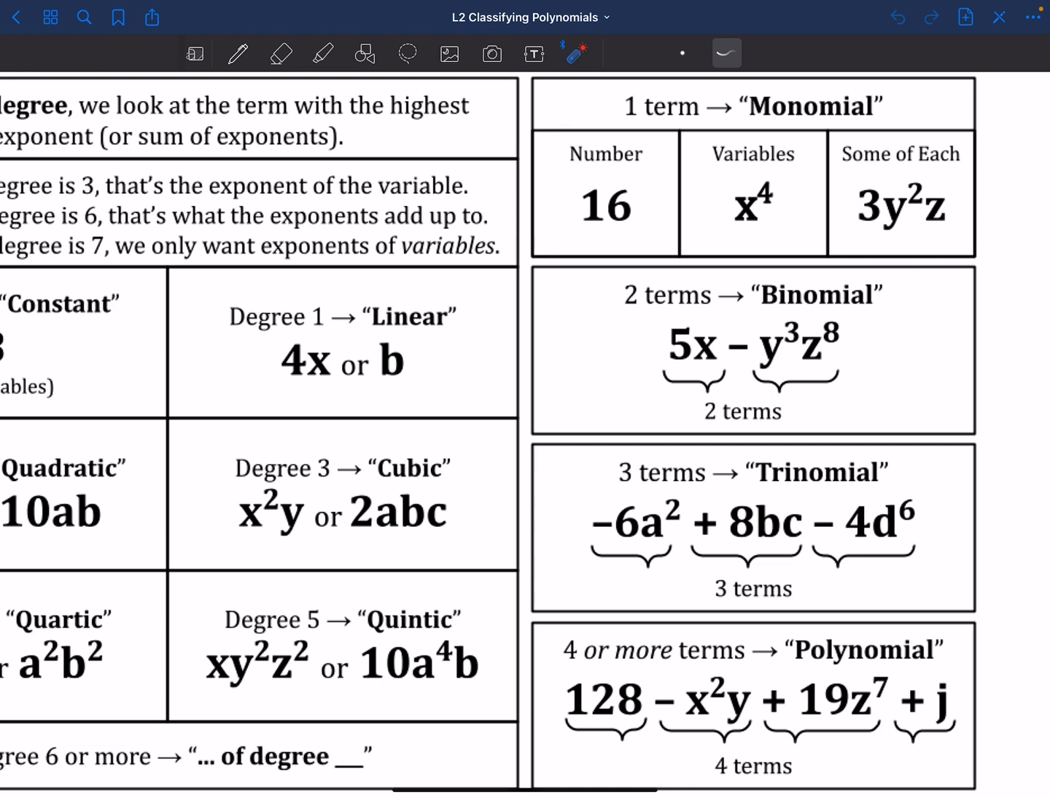If you have 3 terms, it's called a trinomial. Tri meaning 3, just like we got down there. And then 4 or more terms, you just call it a polynomial.